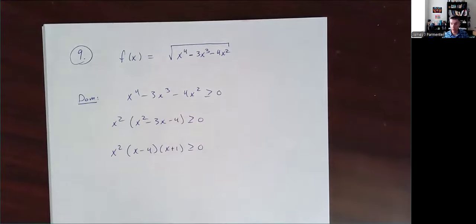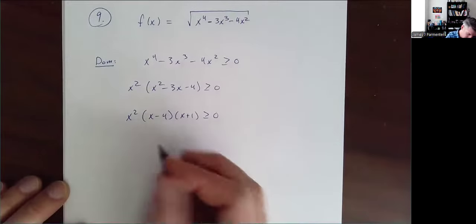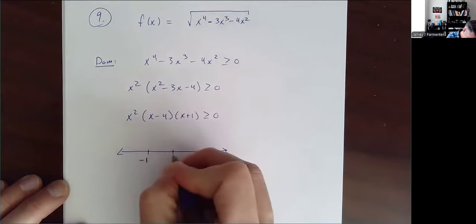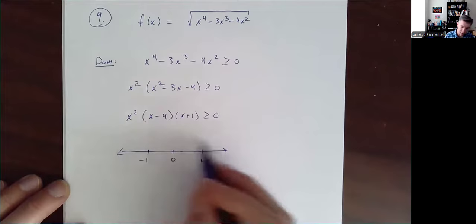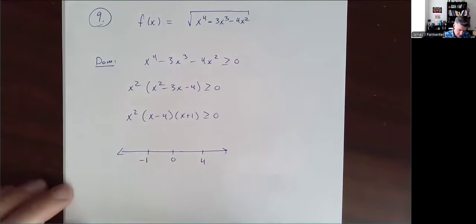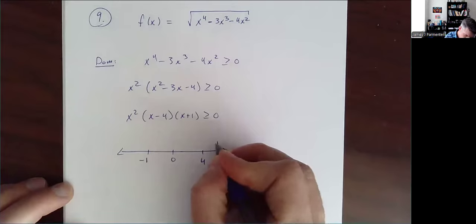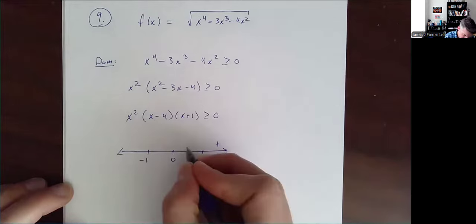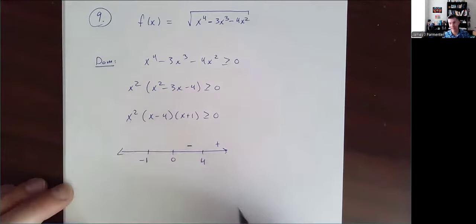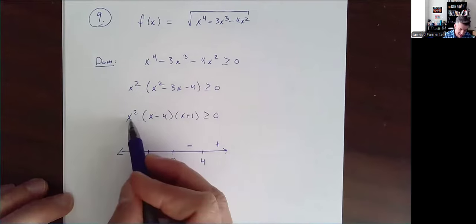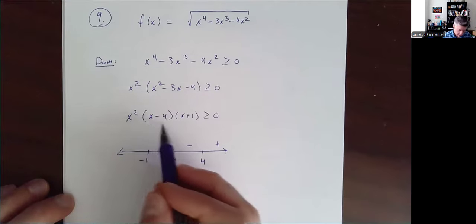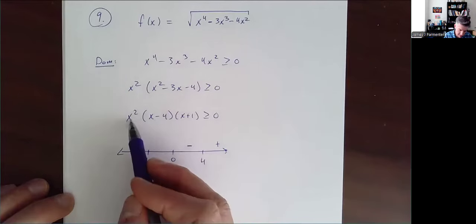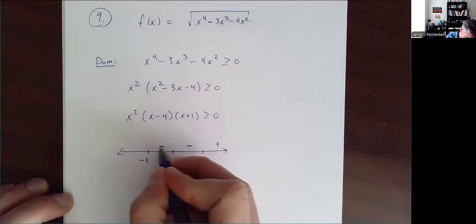So the important numbers that are going to go on my number line are 0, 4, and -1. So -1 on the left, 0 in the middle, 4 on the right. Pick a number larger than 4, like 5, plug it in. Positive, positive, positive. Pick a number between 0 and 4, like 1: positive, negative, positive. Pick a number between -1 and 0, like -1/2. -1/2 squared is still positive. -1/2 minus 4 is negative. -1/2 plus 1 is positive. So we have a positive, negative, positive, which is overall negative.